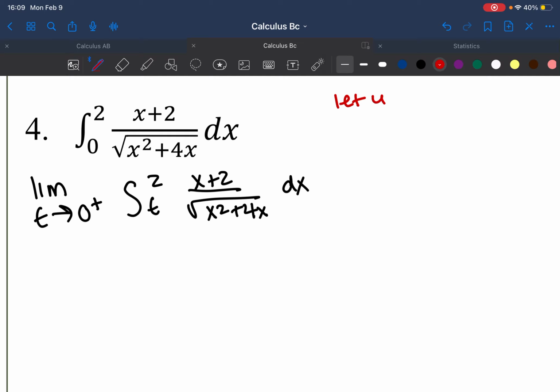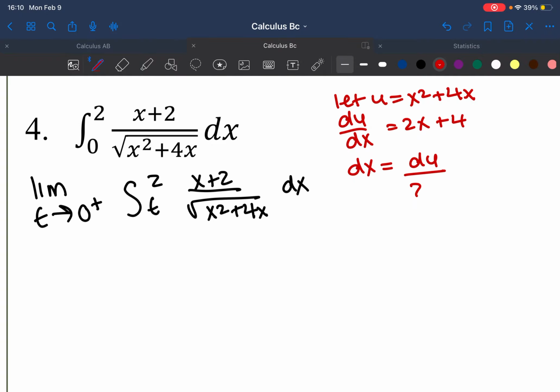So let u equal x squared plus 4x, everything under that radical. So du/dx is equal to 2x plus 4. So dx is equal to du over 2x plus 4, or we can say that this is du over 2 times (x plus 2).